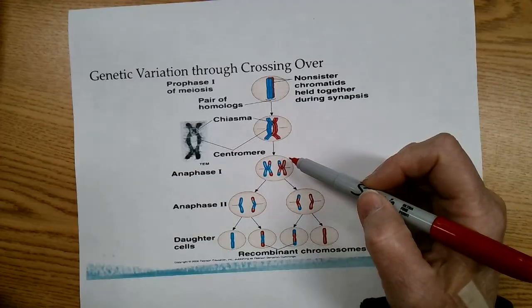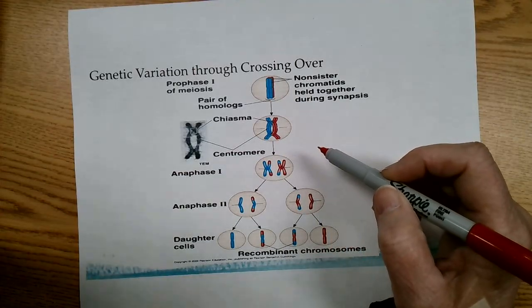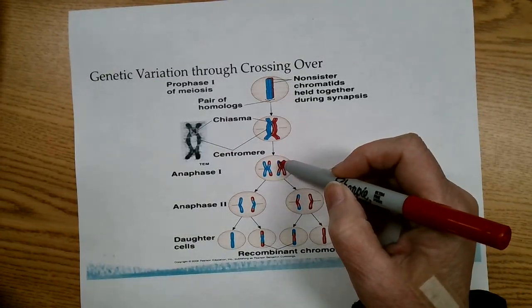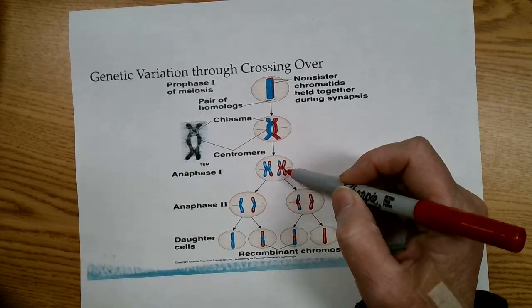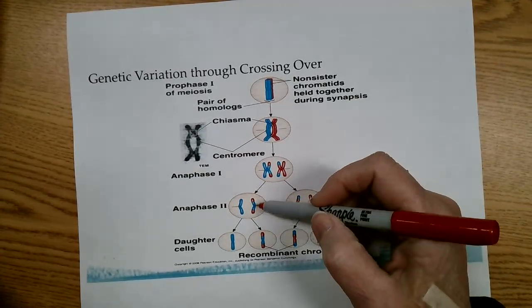It's pretty cool if you ever find a cell that's doing that. But you would have to be looking in the ovaries or the testes if it was a human. Okay, but you can see where they did a little exchange. So not only would the independent assortment bring about a lot of diversity, but so would this.